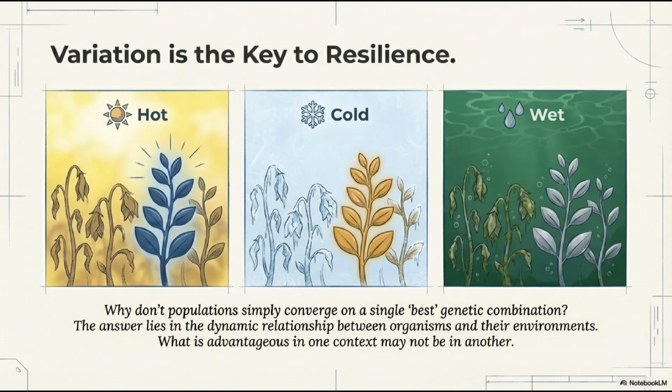You might wonder why populations don't simply converge on a single, best genetic combination. The answer lies in the dynamic relationship between organisms and their environments. What is advantageous in one context may not be in another. Variation ensures that populations have the flexibility to respond to changing conditions.